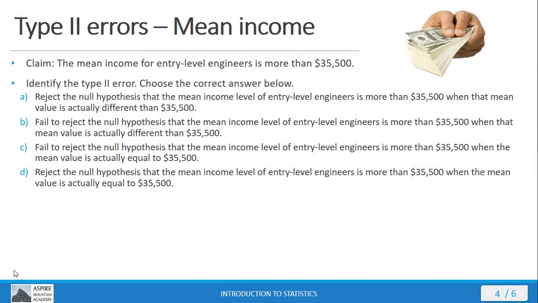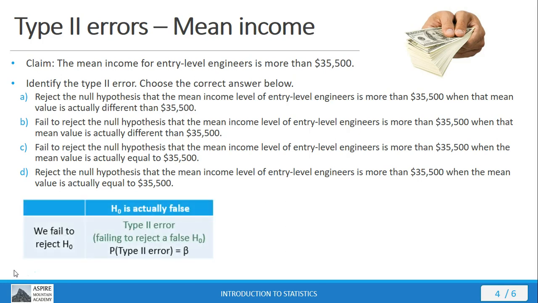What would the type 2 error be here? Well, okay, again, go back to the same process. What is a type 2 error? Here we're going to say a type 2 error is where H0 is actually false, but we're failing to reject it. So what actually is the null hypothesis? Well, again, the null hypothesis is that the mean is 35,500.